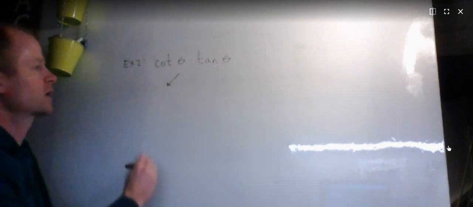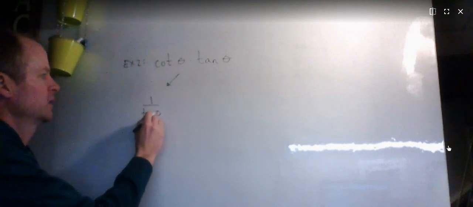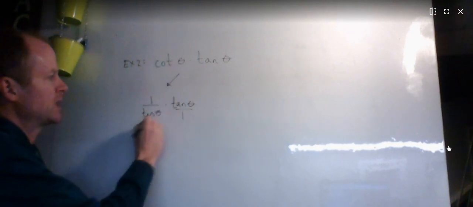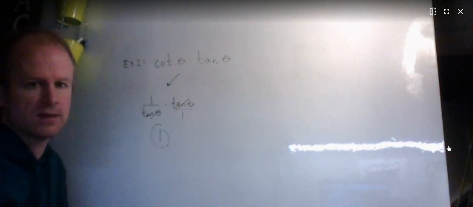So one method I could do: I'm going to change cotan to 1 over tan of theta, and I'm going to keep tan as it is. And you can see that the tans are just going to cancel, and I'd be left with 1. Okay, so that would be method number 1.